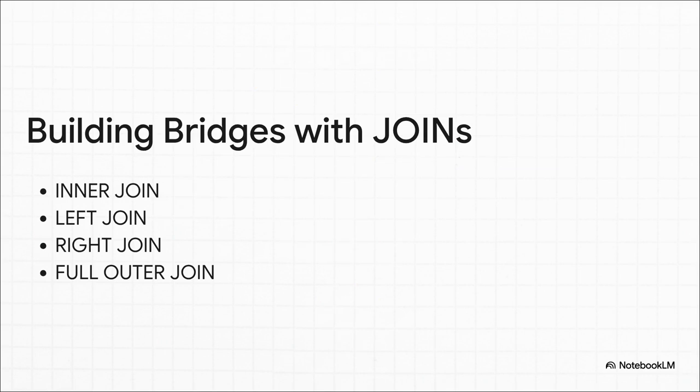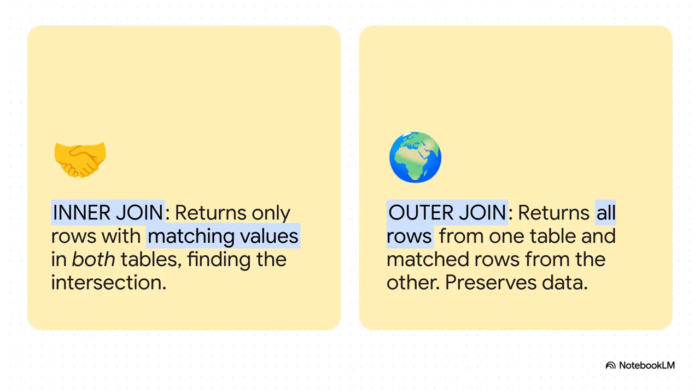Just think of joins as these powerful tools for building bridges between different islands of data. You might have customer information on one island and all their order history on another. Well, joins are what allow you to bring them together to create that complete picture. So what's the crucial point here? It's pretty simple. You use an inner join when you only want the perfect overlap, say customers who have actually placed orders. But you use an outer join when you need to see everything from one side, like all of your customers, even the ones who haven't placed an order yet.